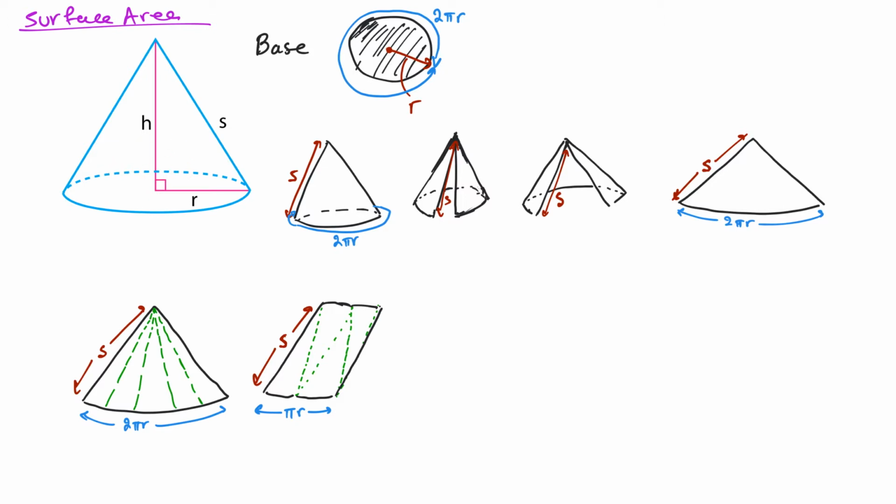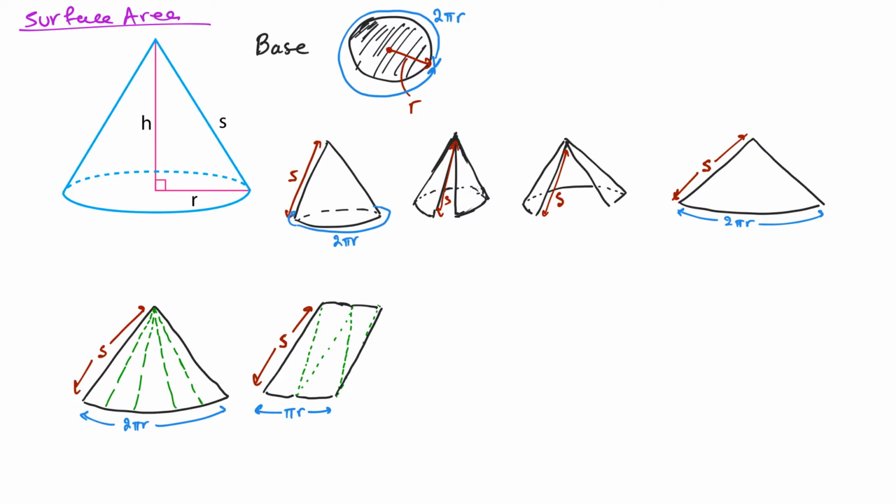In terms of terminology, the height is from the top point all the way to the center of the circle, or the center of the base. The radius is just the radius of the circle. And S stands for slanted height, and that's the height that's slanted. So this actually makes a right angle triangle, and the slanted height is the hypotenuse of this triangle.